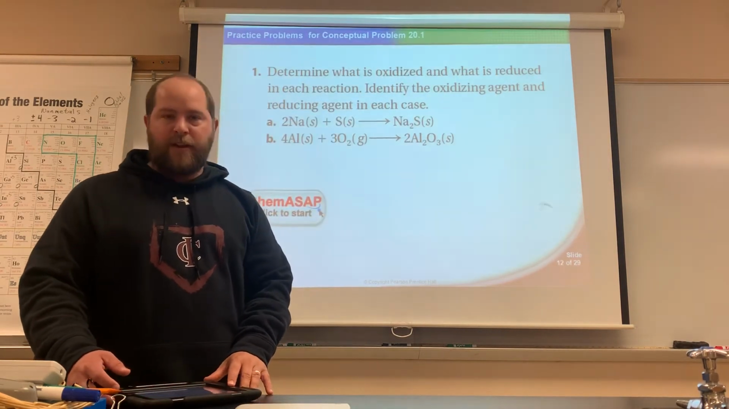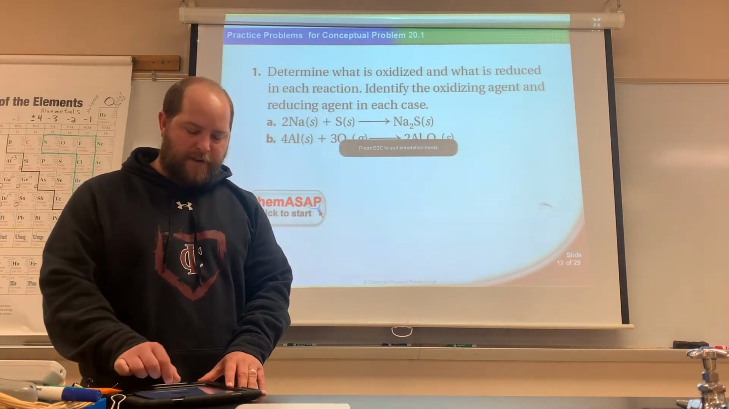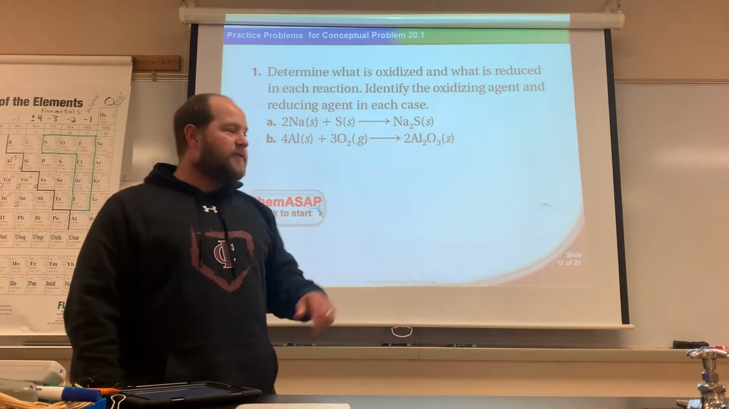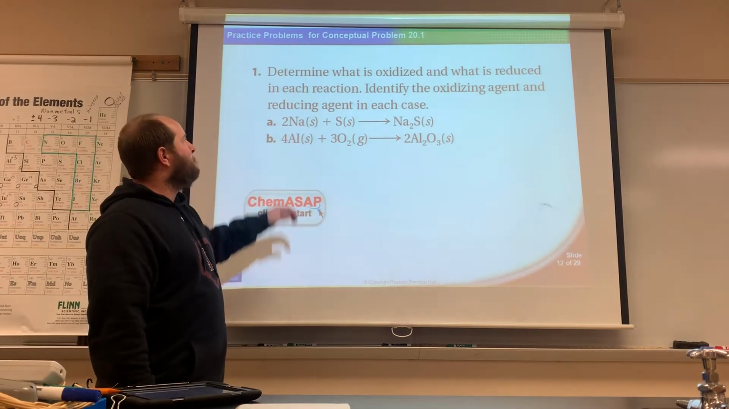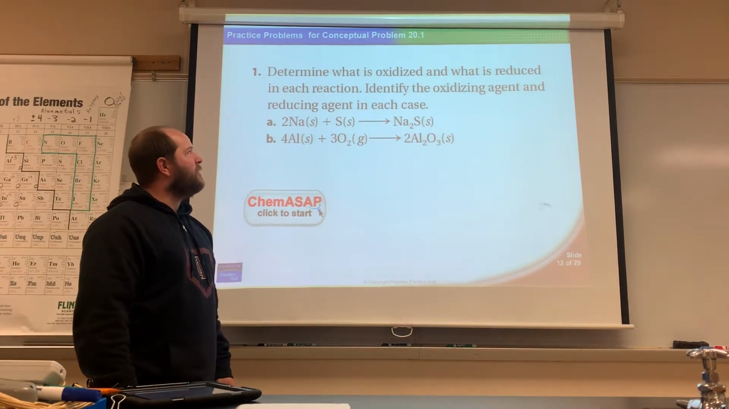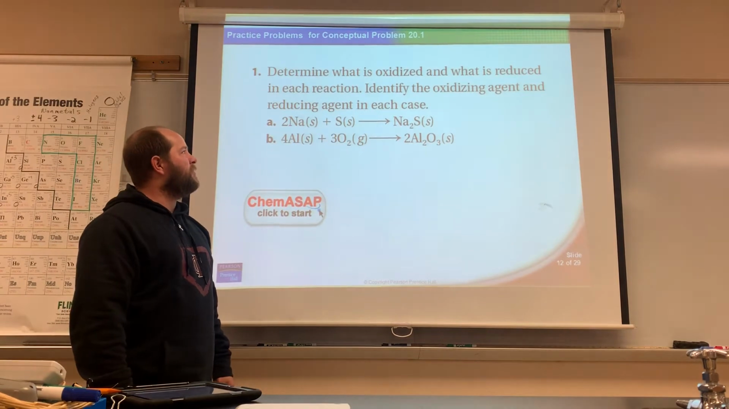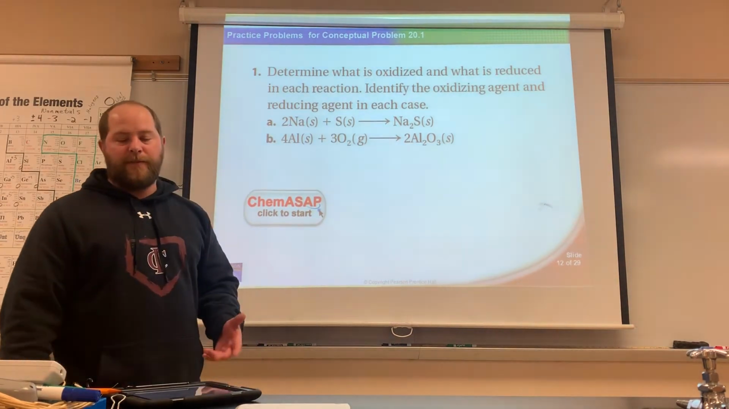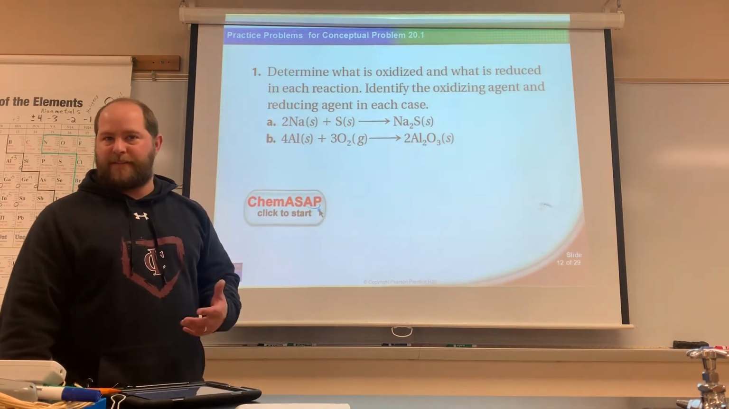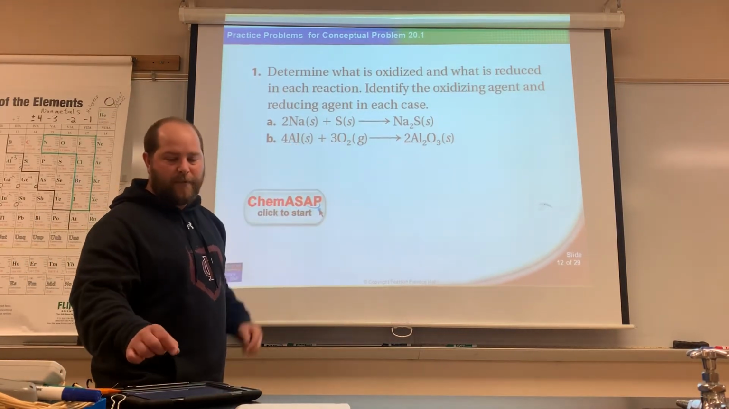All right, so let's try a couple more here. Let's just look at letter B. It says determine what is oxidized and what is reduced in each reaction. Then let's identify the oxidizing agent and the reducing agent in each case. So what I'm going to do is assign those oxidation numbers because that's the easiest way to do it. If they're by themselves, the oxidation number is 0.